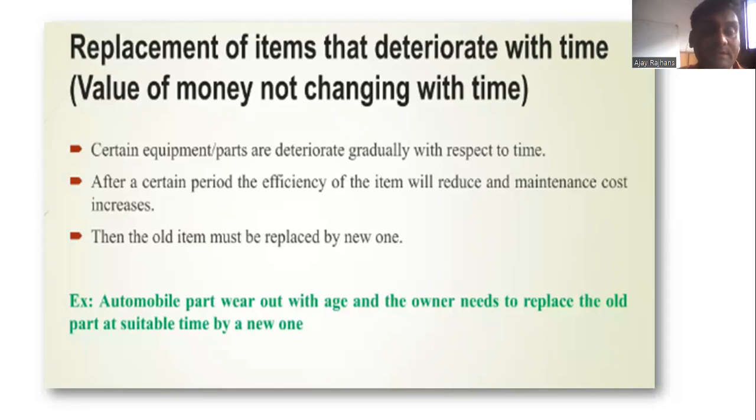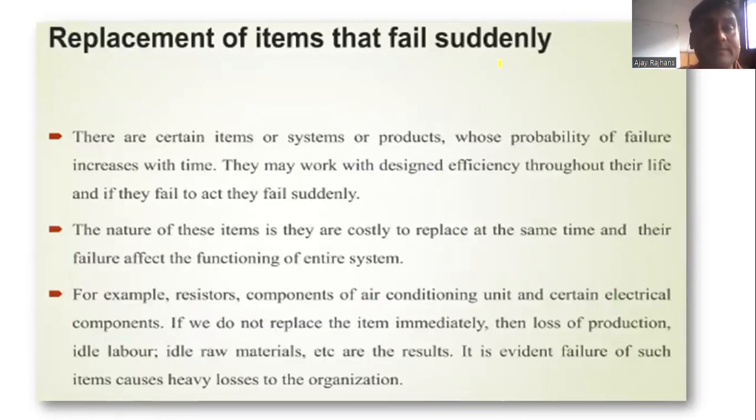So such products occur in these criteria, where certain equipment parts deteriorate gradually with respect to a particular period of time. As I'm saying, automobile parts wear out and age, and the owner needs to replace the old part with a new one at a suitable time. There are certain items, systems or products whose probability of failure increases with time. It may definitely fail after a particular period of time.